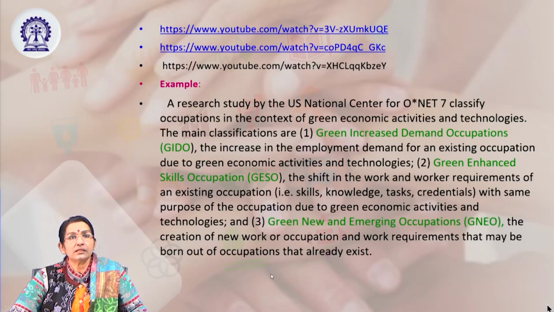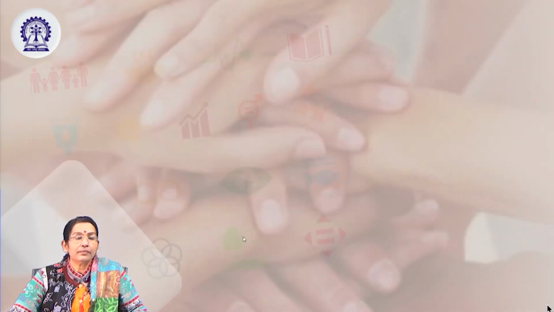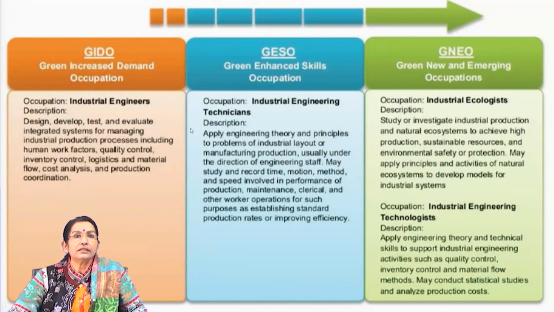So, this is the case study, an example done by some company. From there we can also adopt some of the things. Now, next is similarly how they have approached it. For example, green increased demand occupation, that is industrial engineers. It is an example, industrial engineers.